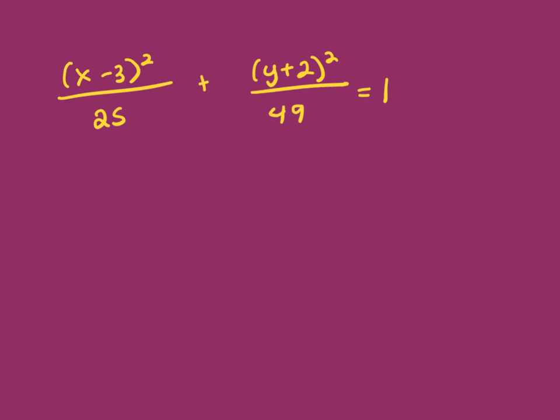Okay. So what do we know about this ellipse already? Horizontal. It's horizontal. Bigger number? No, it's vertical. Bigger number is under the y. This is vertical.